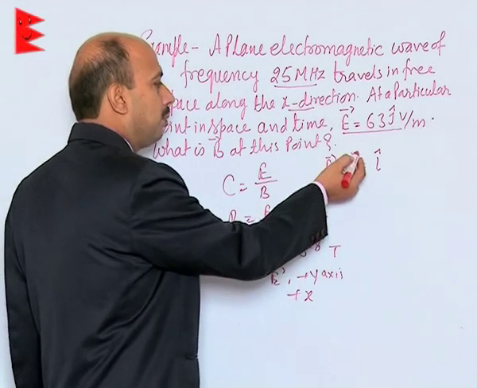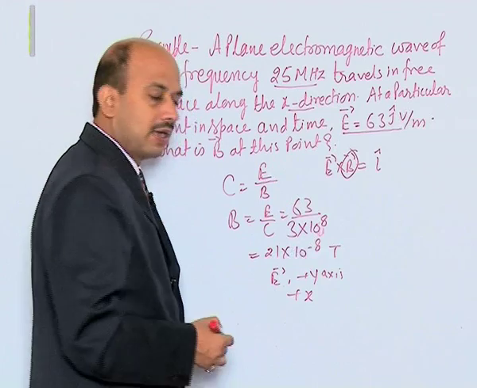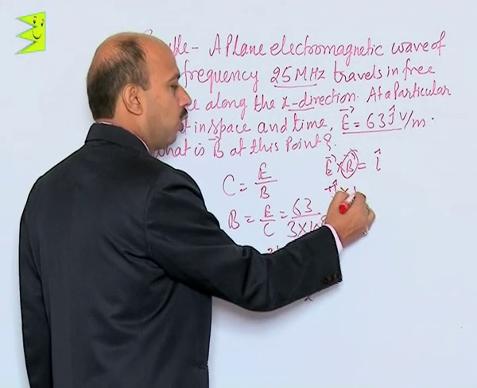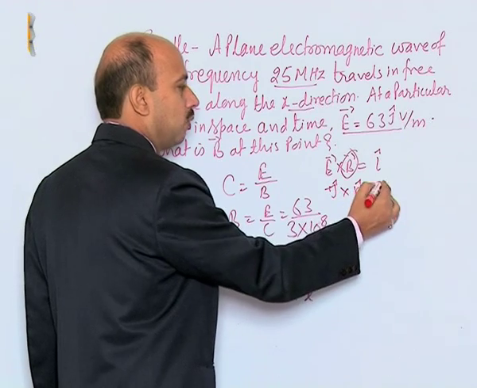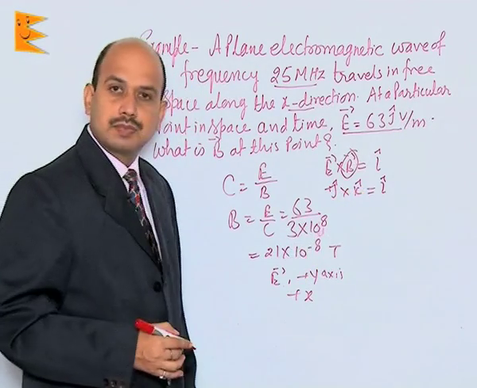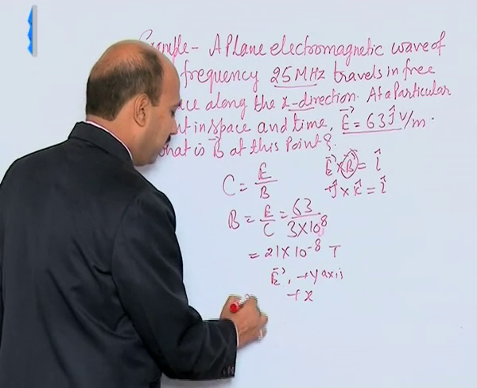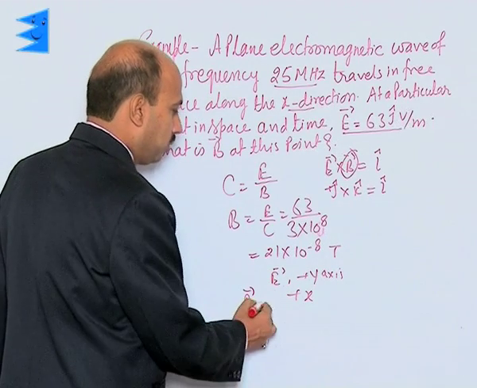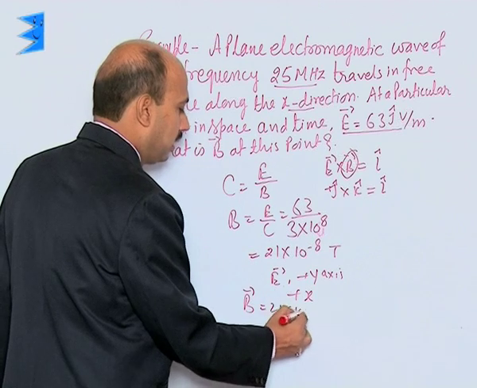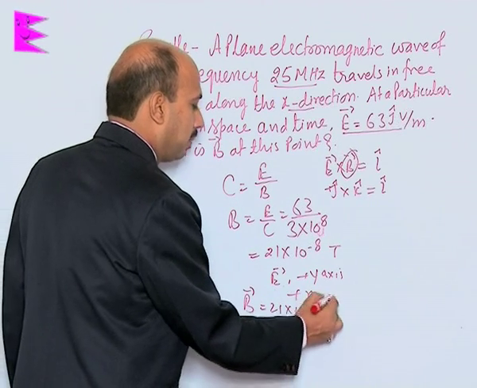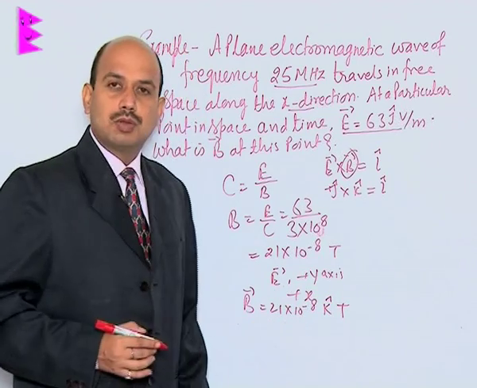So, the direction of the magnetic field will be along the z axis, because that can be written here as plus j cross plus k cap is equal to i cap. So, the direction of this magnetic field is plus k cap. So, we can write B is equal to 21 into 10 raised to power minus 8 k cap Tesla. This is about the magnetic field.